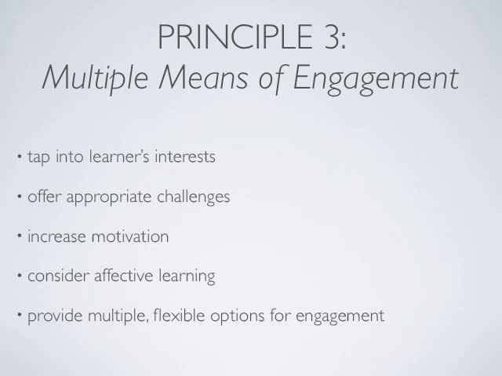So if we're learning about the Civil War, for example, and we're reading a novel about it, have some options of different novels for students to read, different reading levels and perhaps different viewpoints so that it's challenging and motivating for students. Think too about affective learning, the whole emotional side of learning, and then just again, as much as possible, provide multiple and flexible options for engagement.